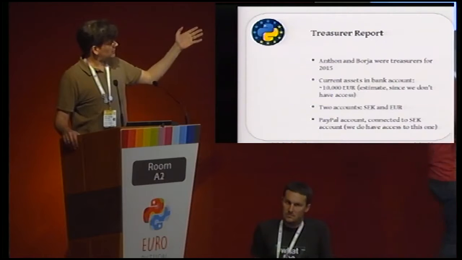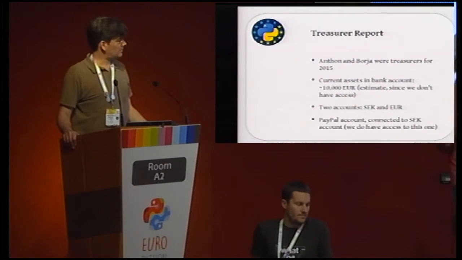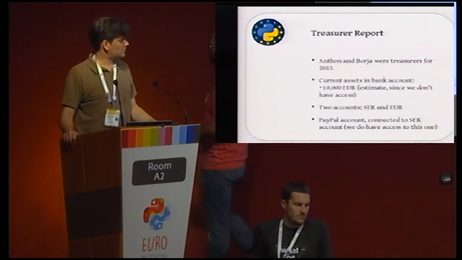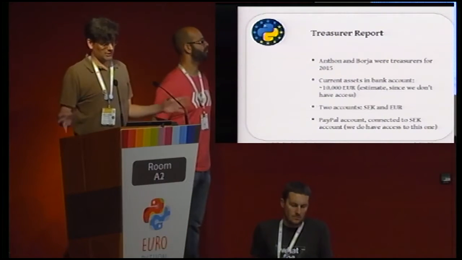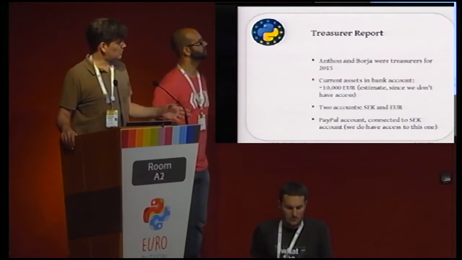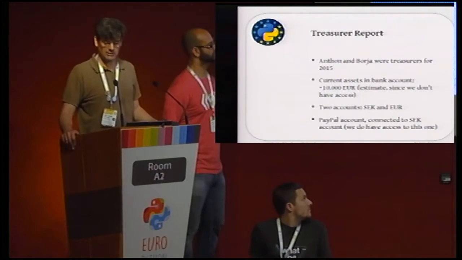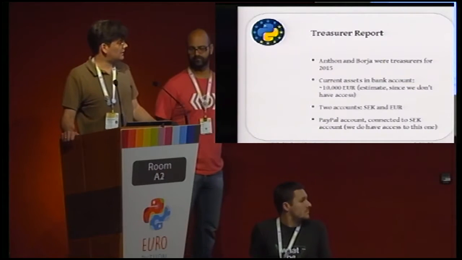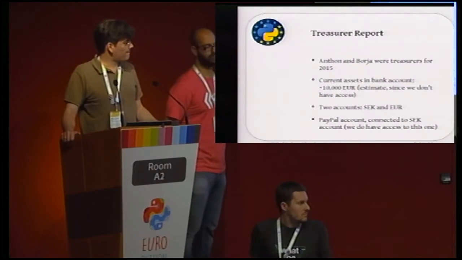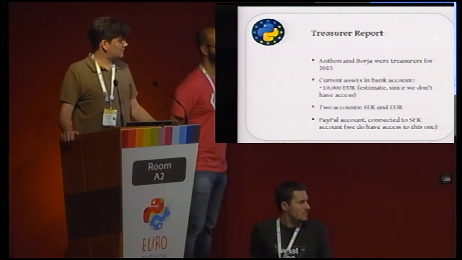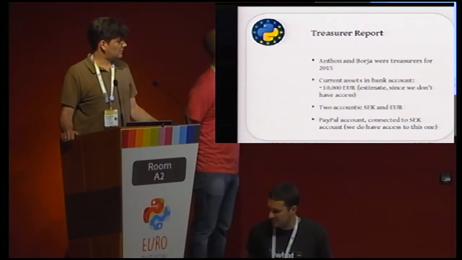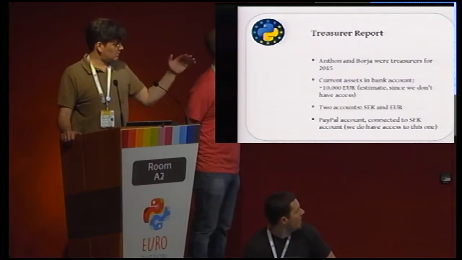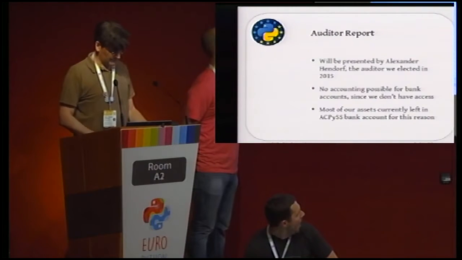Right, so what we do now is we have two accounts at the bank. One is in SEK, Swedish krona, and the other is euro. The current assets are probably going to be around 10,000 euros. It's likely more than that, but this is just an estimate based on the figure that we got for the last General Assembly. And the PayPal account is currently, I would have to look that up, I don't really know, it's below 1,000 euros in any case.